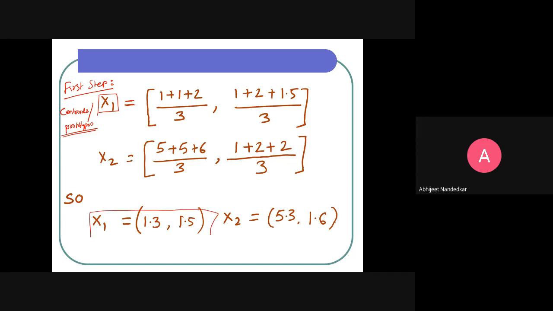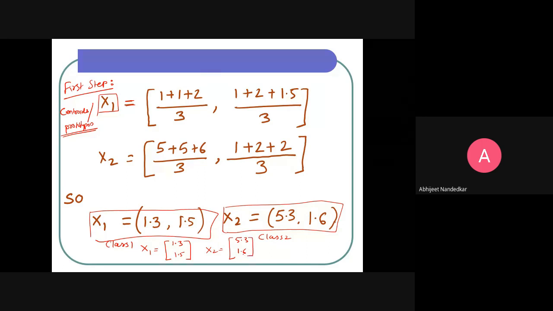X1 is equal to 1.3 comma 1.5, and X2 is 5.3 and 1.6. So we now have two prototypes ready. This will represent class 1 and this will represent class 2. What we have done is we have just found the mean of the respective classes. Now I can write this in vector form. X1 is equal to 1.3, 1.5, then X2 is 5.3 and 1.6. Now our half work is done.